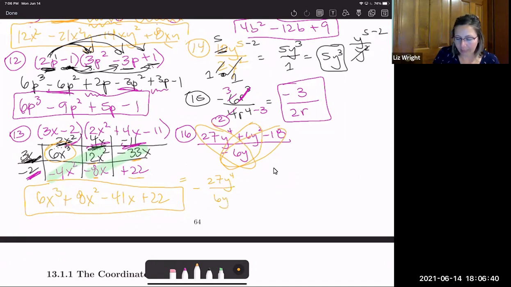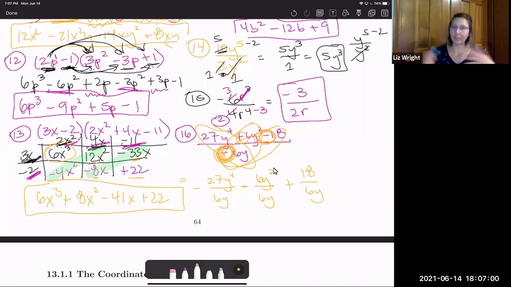Then again, you're paying attention to your signs. So positive over a negative is going to give me another negative. And I'm going to get 6y squared all over 6y. And then again, I've got a negative over a negative. So I'm going to get a positive. And I'm going to get 18 over 6y.